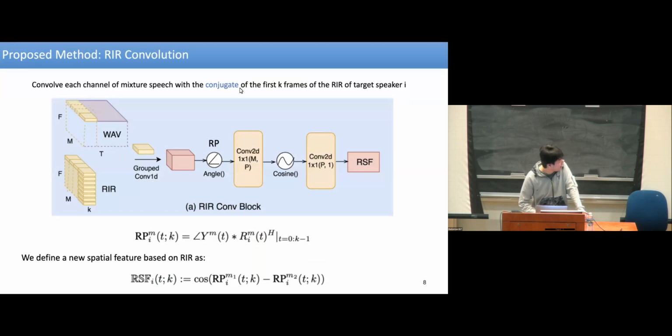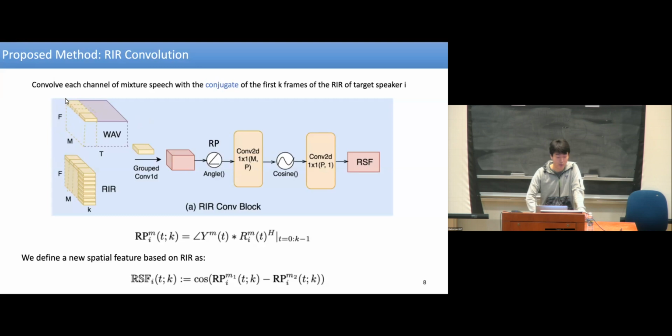Let me explain why there is a k. As we know, the room impulse response is a decaying function, whose magnitude goes down quickly. So instead of considering all the frames in a room impulse response, we only need to consider the first k frames, which contribute most to the convolution. A typical utterance is about 5 to 10 seconds, and a typical room impulse response is within 2 seconds.